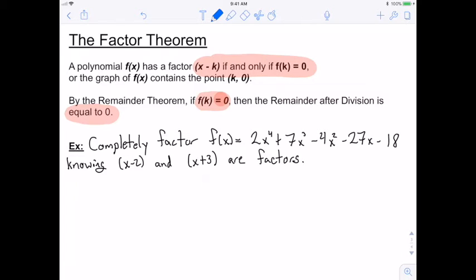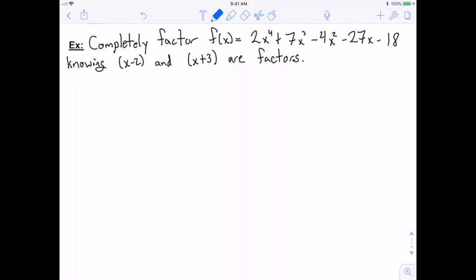So let's put all this to use and completely factor a nice polynomial if we know what two of its factors are. So we'll factor f of x is equal to 2x to the fourth plus 7x cubed minus 4x squared minus 27x minus 18, knowing that we have two factors, or two zeros, already. Alright, so the first thing we'll do is divide by one of our factors, and we can just start with x minus 2. Setting up, this means 2 is outside of the box, and then we just write the coefficients of our polynomial on the inside.